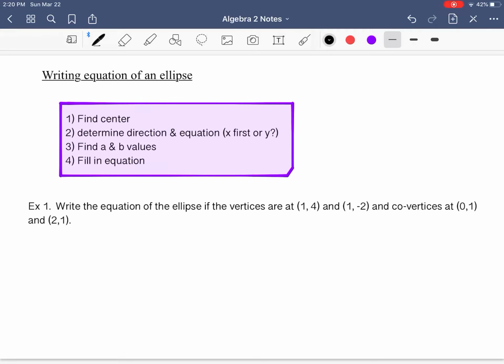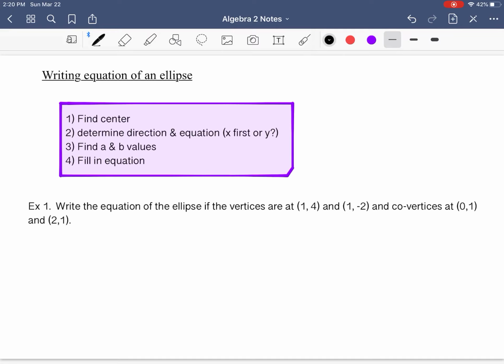In the second video of this lesson, we're going to be practicing writing the equation of an ellipse. I've gone ahead and written 4 main steps that you want to follow in order to write the equations, but just know that each example is going to give you different types of information, so you're going to have to be a little bit flexible with the steps when you are going through the process.